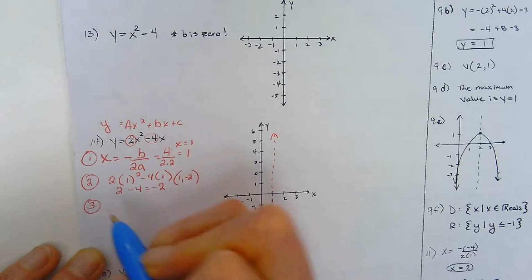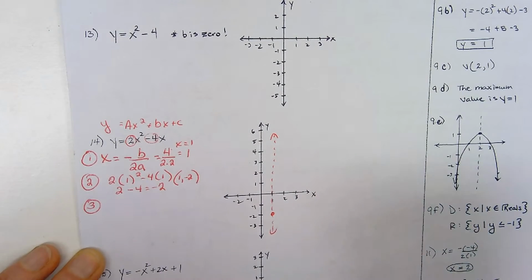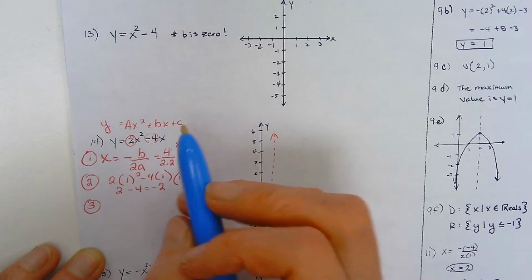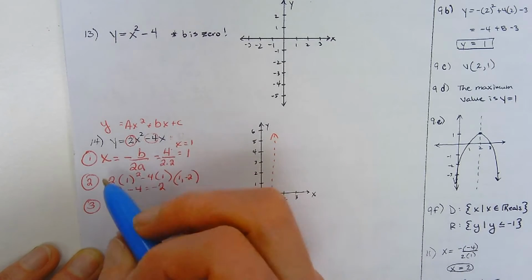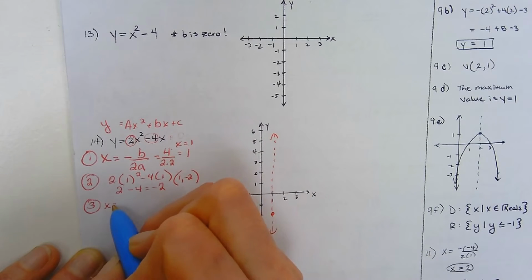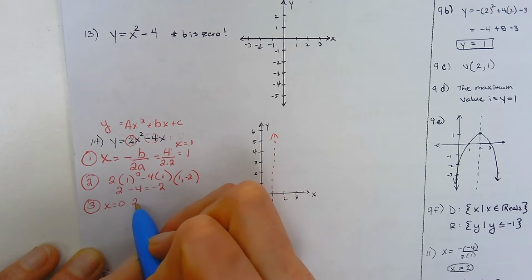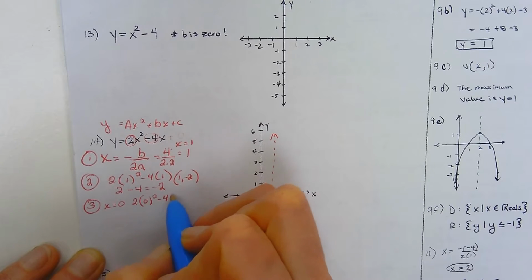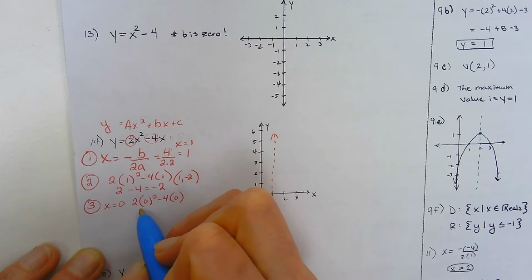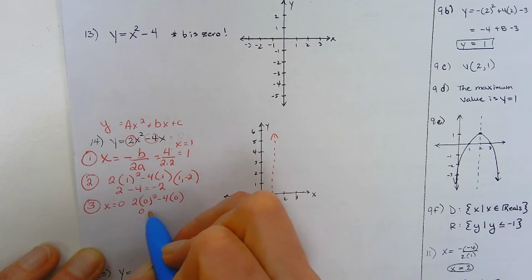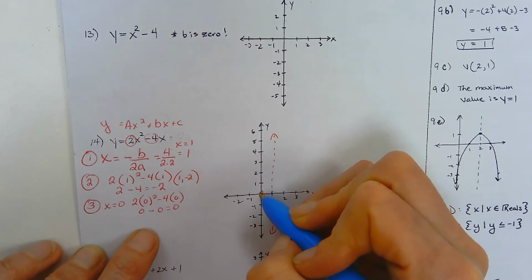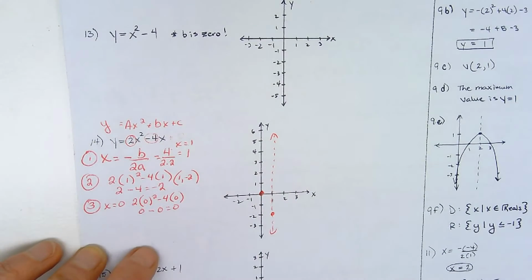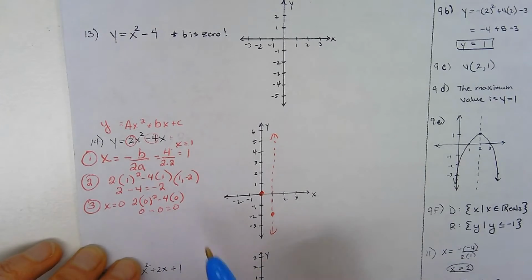Step 3, the y-intercept. The y-intercept is going to be 0. Our c here is non-existent, so it's 0. But just to be sure, we could put 0 in for x. Let x equal 0. And so 2 times 0 squared minus 4 times 0, well, that's 0. 0 squared is 0. 2 times 0 is 0. 4 times 0 is 0. That's 0. So the y-intercept is at 0. The name of that point is 0, 0, when x equals 0 and y equals 0.